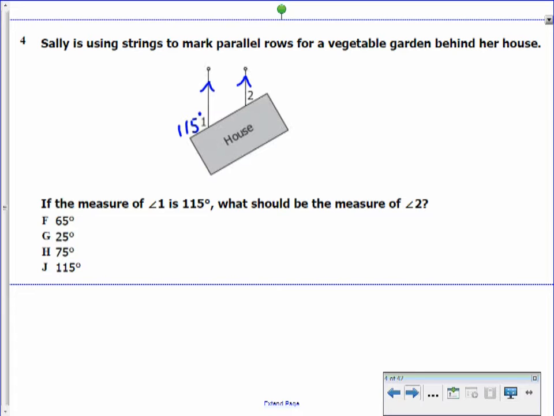We have this one at 115. Where would the corresponding angle to this one be? Here, next to 2. So this one is 115, because those are corresponding. So what must be true of 115 and 2? Supplementary, they make a linear pair. So we subtract again, and we get another 65.